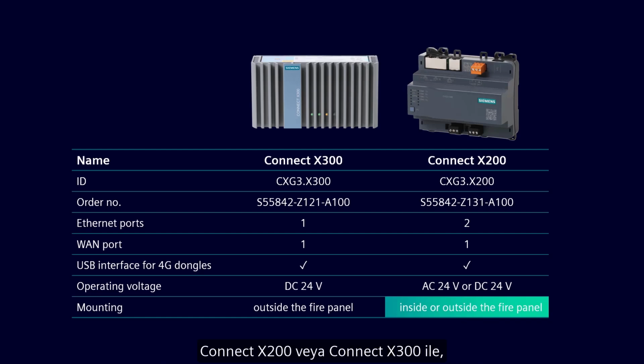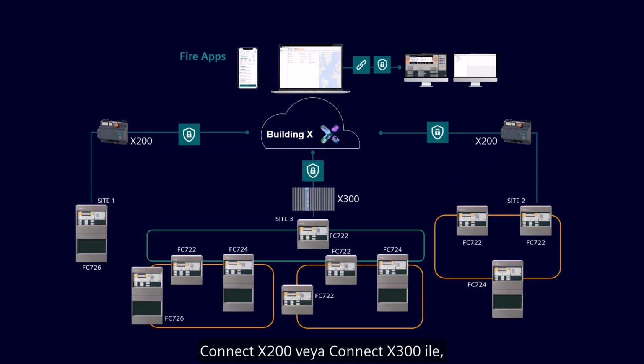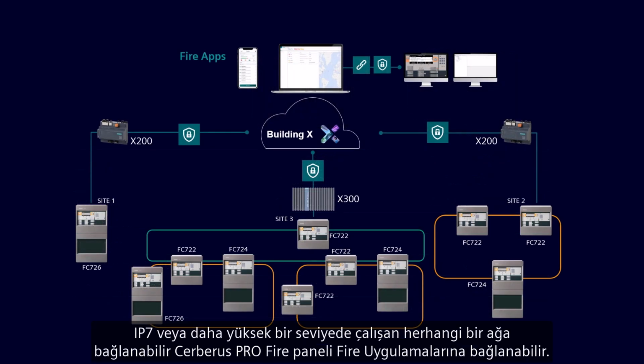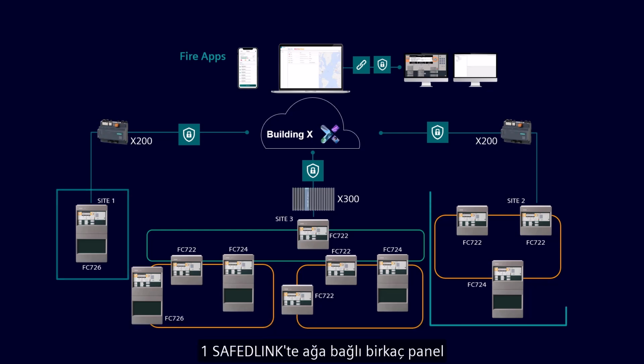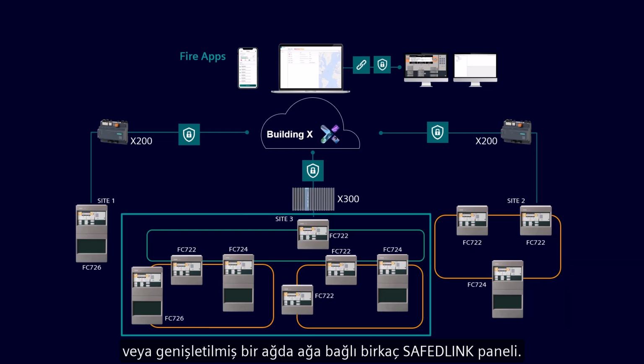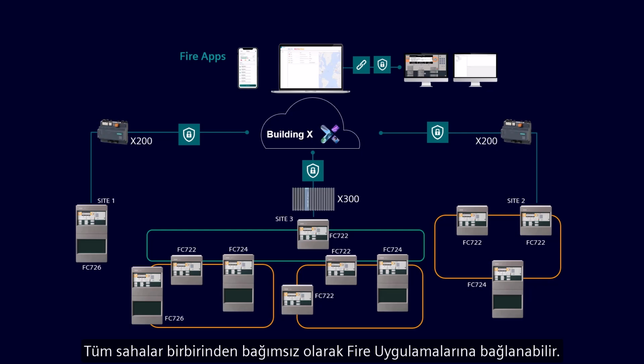With the Connect X200 or Connect X300, any networkable Cerberus Pro fire panel running on introduction package IP7 or higher can be connected to fire apps. Standalone panels, several panels networked in one safe D-link, or several safe D-link panels networked in a so-called extended network. All sites can be connected independently of each other to fire apps.